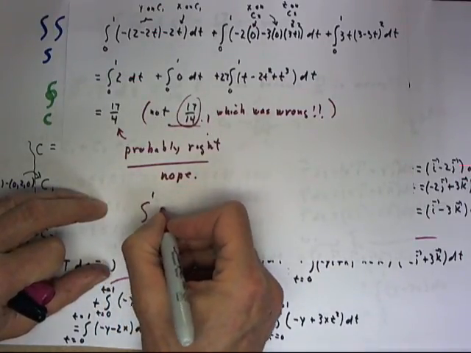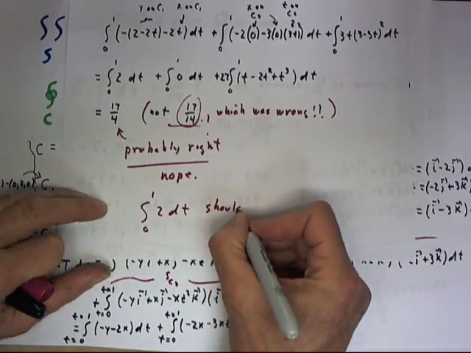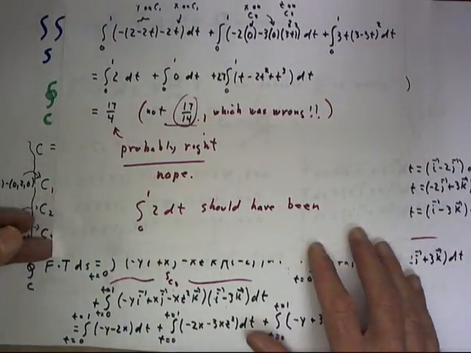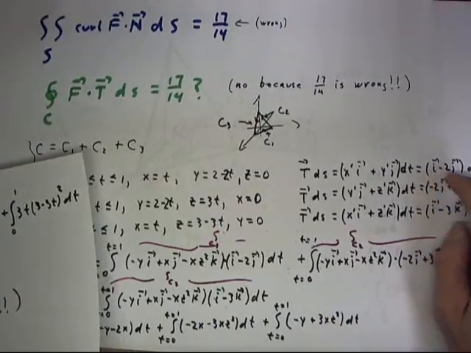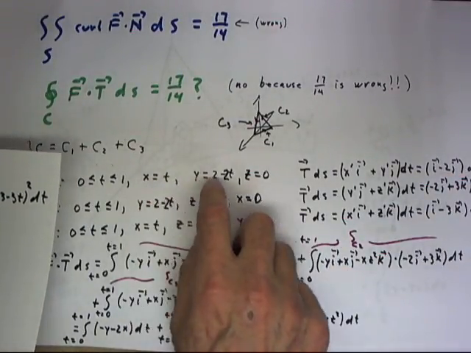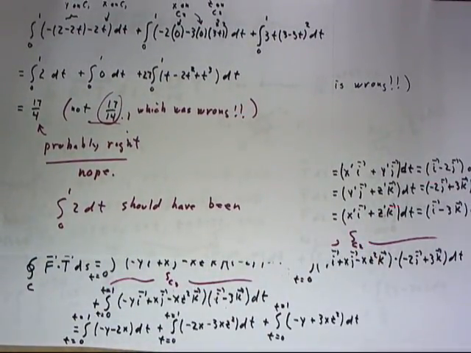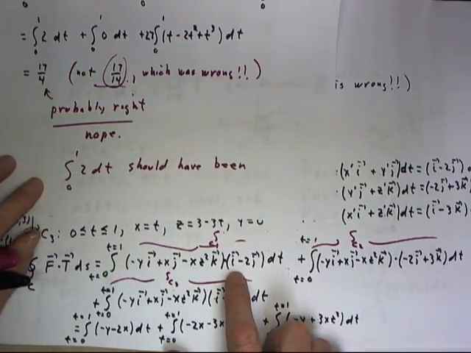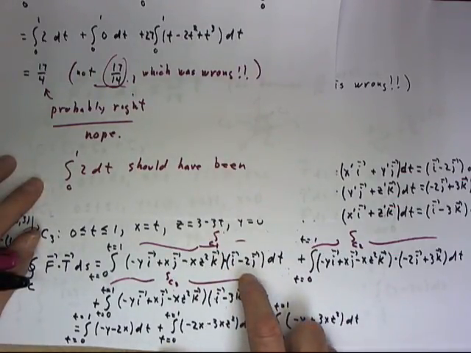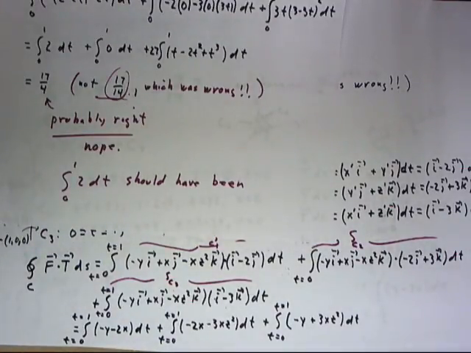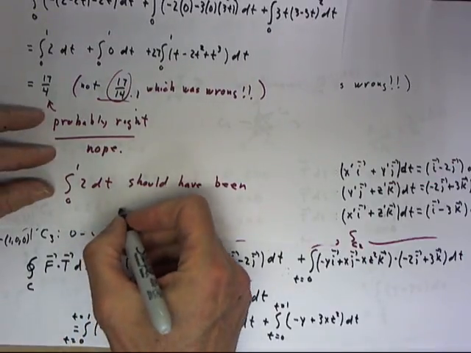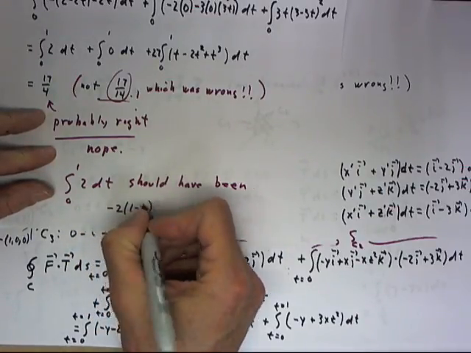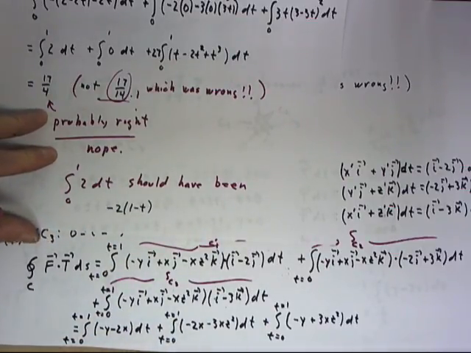Okay, the integral from 0 to 1 of 2 dt should have been, and I might try to do this carefully, let's trace it back, our t ds should have been negative i plus 2j. Our x should have been 1 minus t, our y should have been 2t minus 2. So our t ds here should have been the negative of what it is. Our x should have been 1 minus t, so let's see, our negative y minus 2x should have been negative 2 times 1 minus t. And our minus y, our y should have been 2t minus 2.